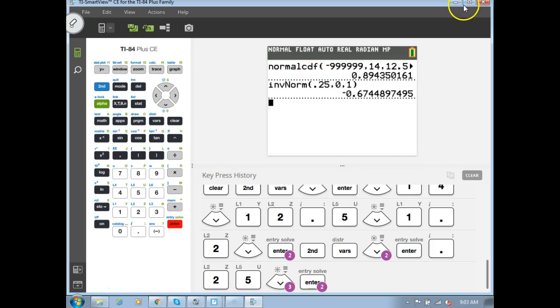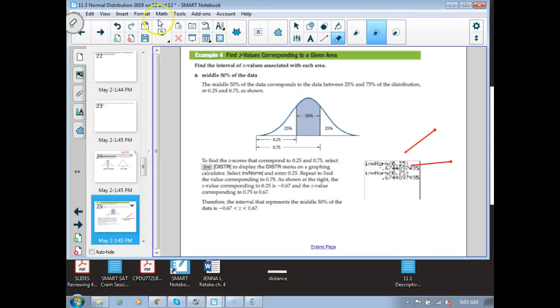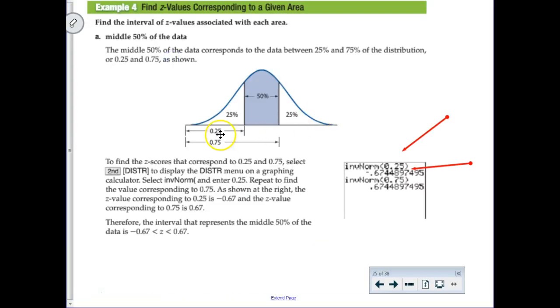Now, why did we do the 0.25? Where did that come from? Look at your curve, guys. The middle 50% of the data means that there is 50% of your data on the outside.